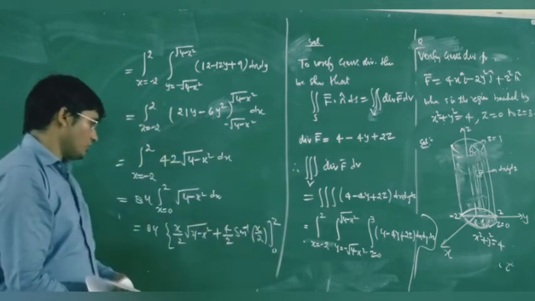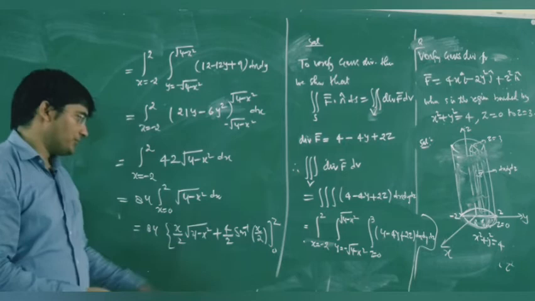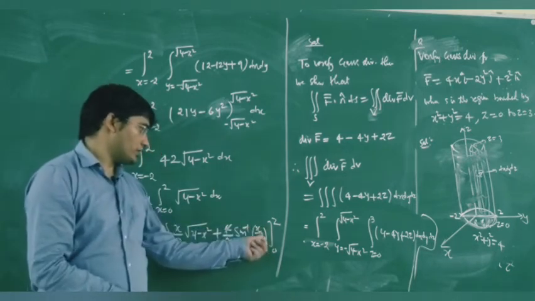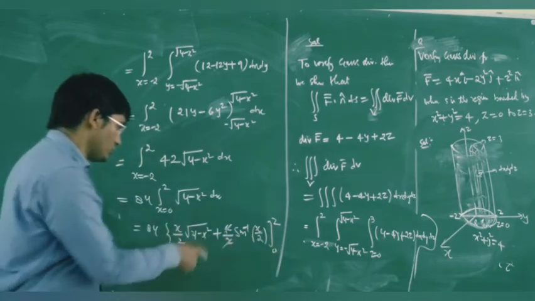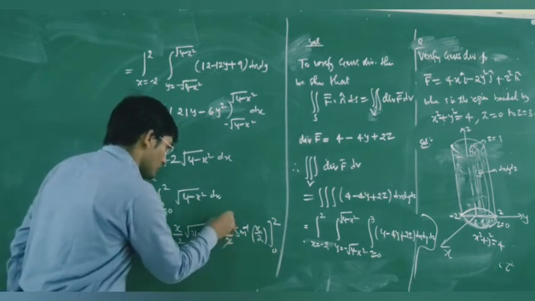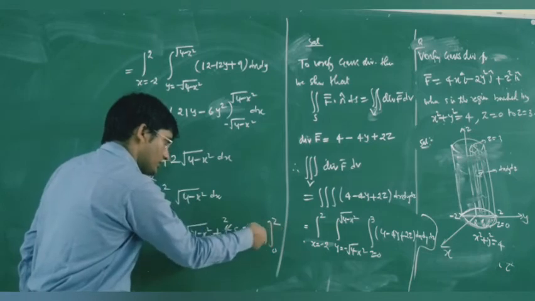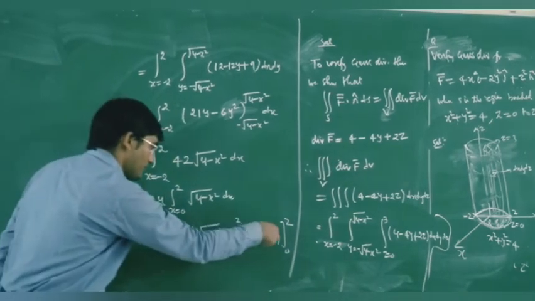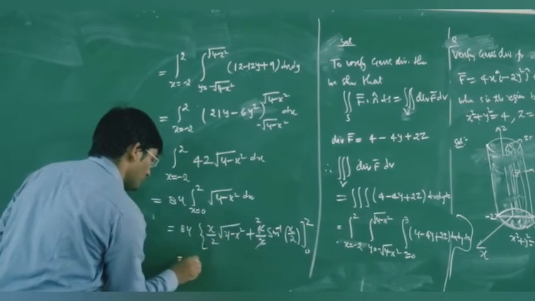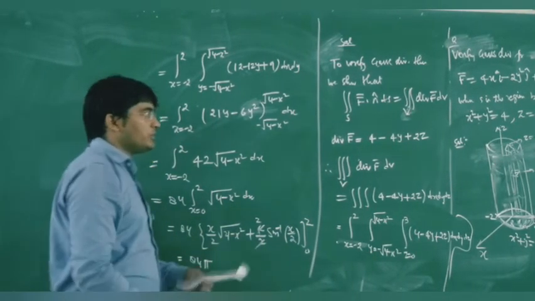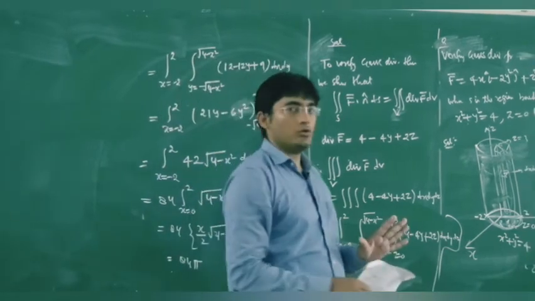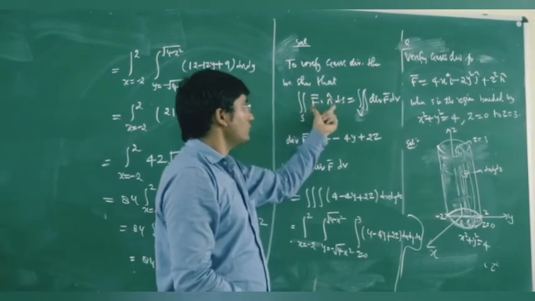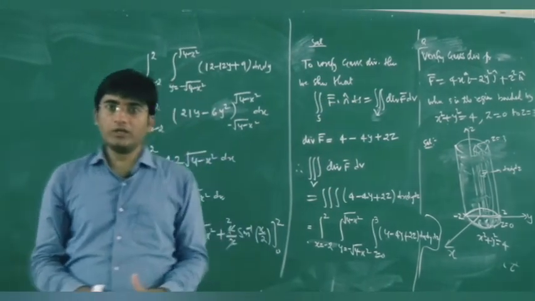Now this will be 0 for both lower and upper limit in the first term, and for the upper limit the second term will be sine inverse 1 with a squared equal to 4. Sine inverse 1 is pi by 2, so we will just get pi from here. So this is equal to 84 pi. So the volume integral is equal to 84 pi, so this right hand side is 84 pi. Now we will show that the left hand side is also 84 pi.